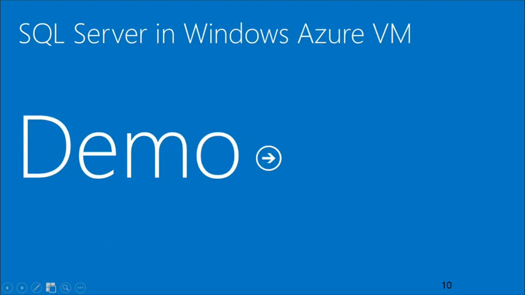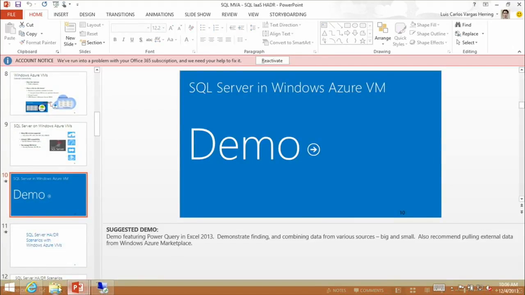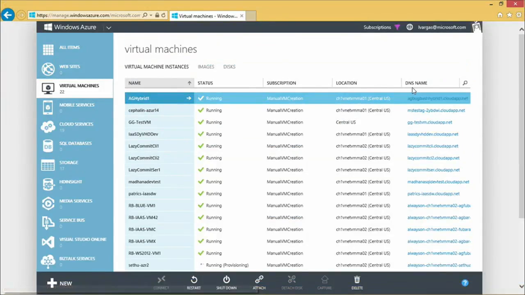All right, so what we have here is the Windows Azure portal, right? So you can see here we have all the different services that we offer in the cloud. So we have all the services here that you can offer in the cloud. The first one that we're going to talk about is virtual machines.